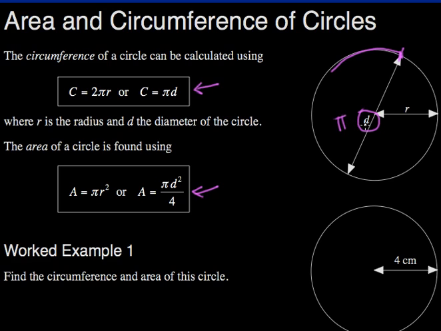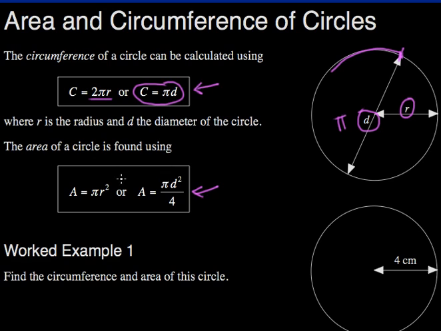So the circumference could be written as pi d, which is this equation here, or we could refer to it as 2 times the radius, which is the diameter, and then multiplying that by pi, and that's why you get this other equation, 2 pi r.